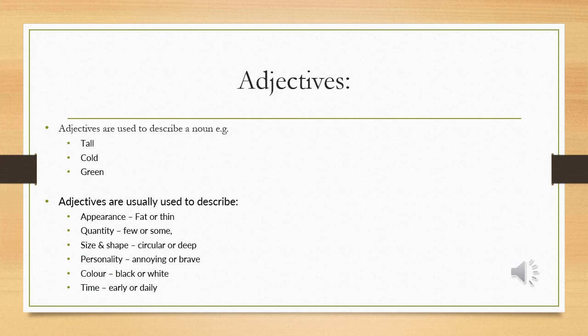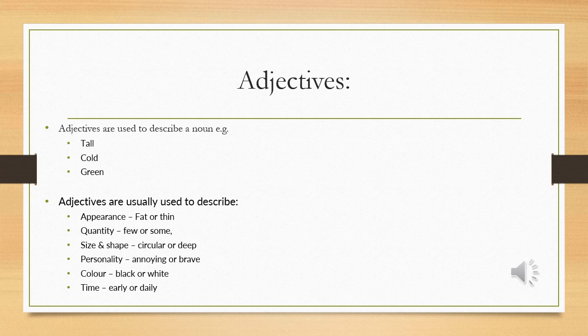So first let's talk about what an adjective is. Well, an adjective is used to describe a noun or a pronoun, okay? So we're adding to the pronoun or the noun. For example, you've got tall, cold, or green. So these are all words that we use to describe a noun.